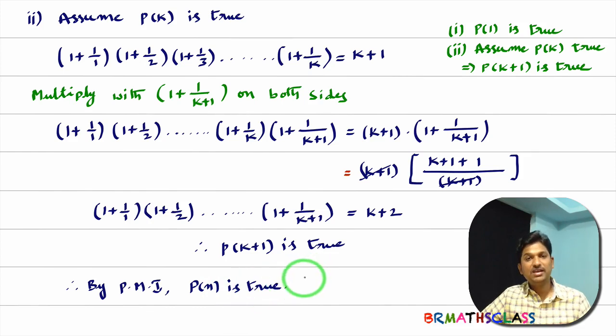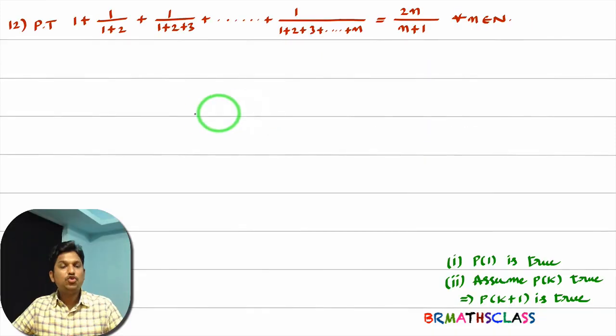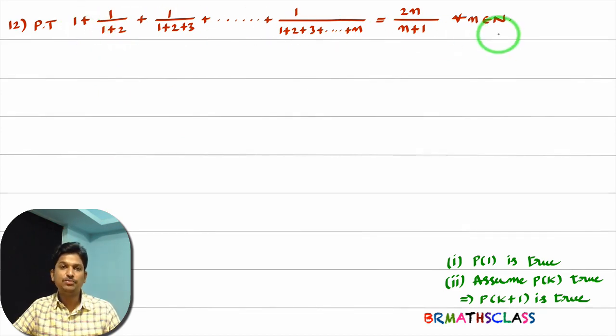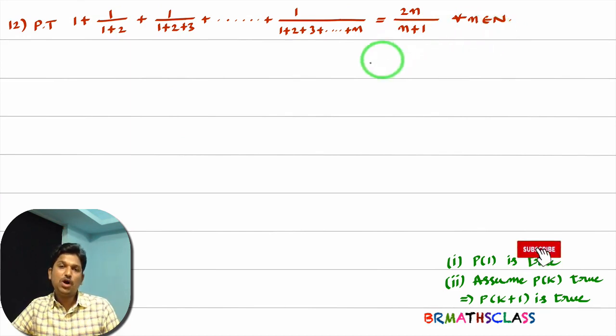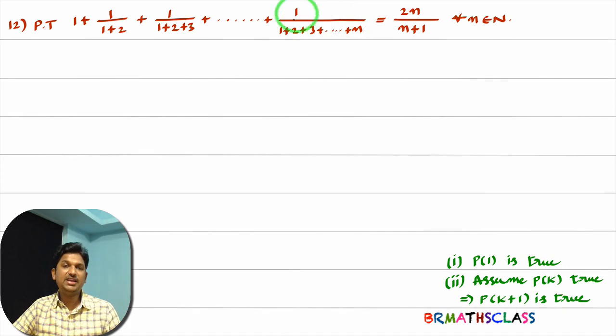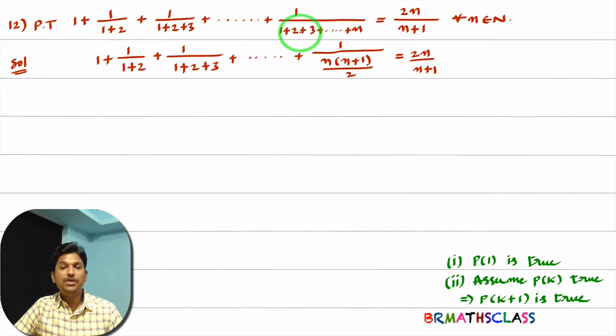Okay. Now let's move to the next problem. You observe this question. We need to prove this statement is true by using principle of mathematical induction. Compared to all other problems, you observe this nth term. They have not given a direct nth term. But we know this formula. In principle of mathematical induction, we did this in the first problem. Sum of first n natural numbers formula is what? We know that sum of n natural numbers formula is n into n plus 1 by 2.